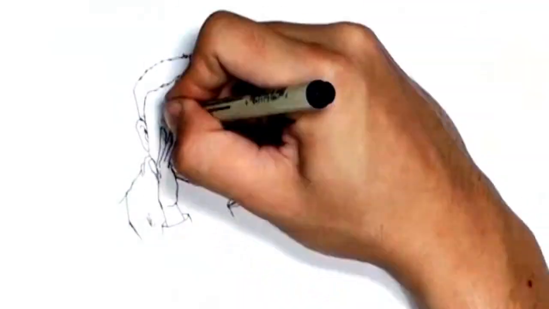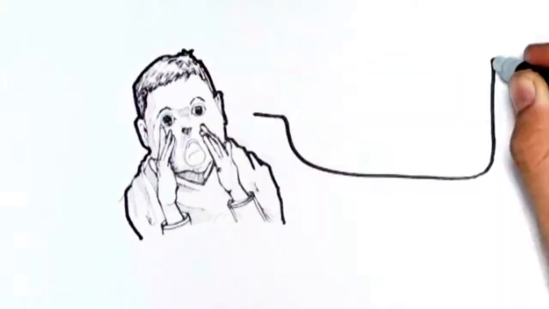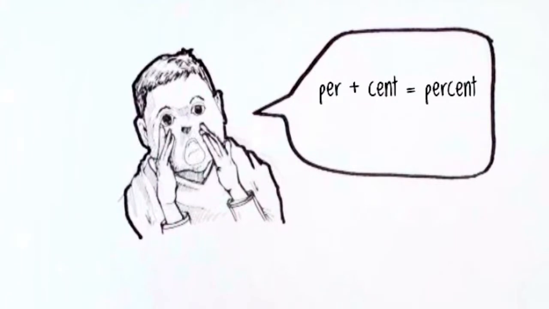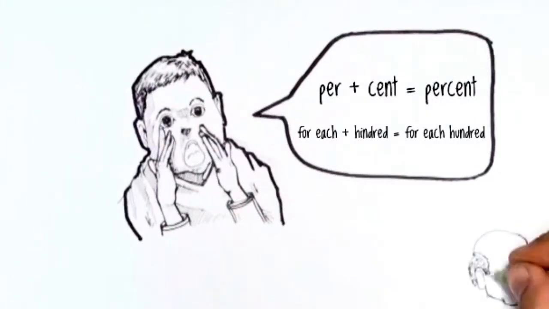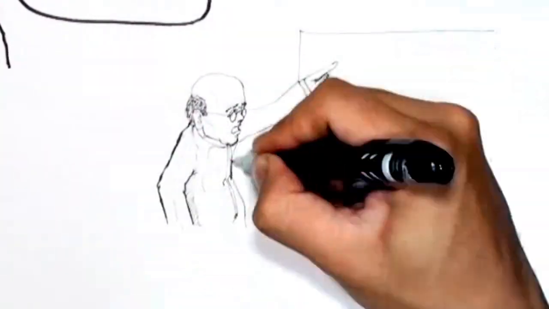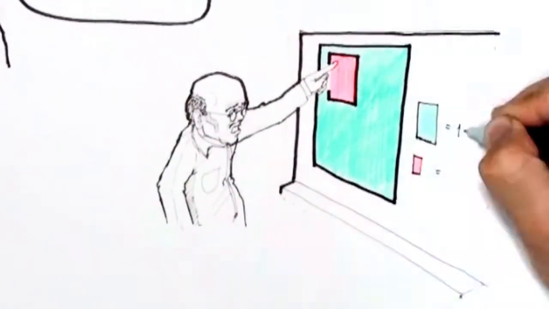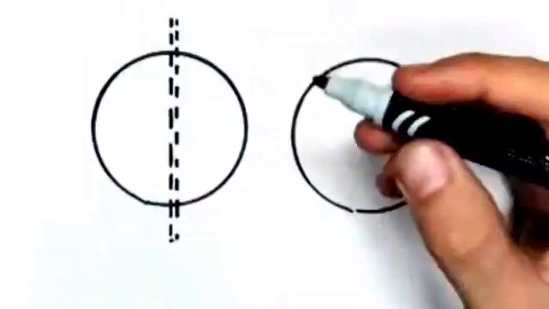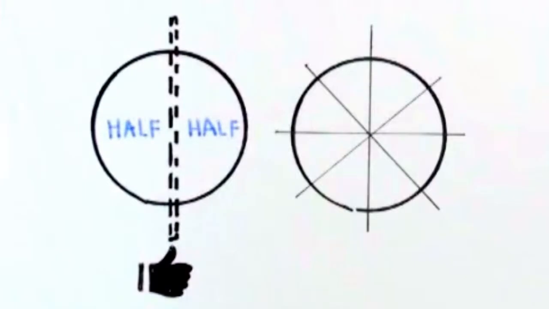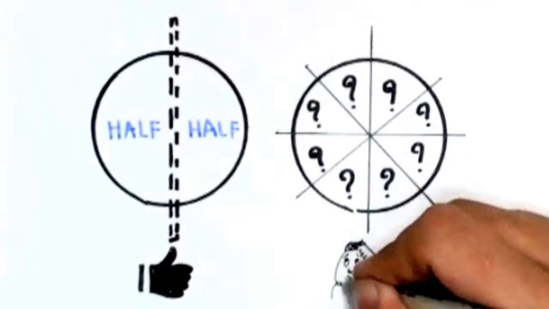The word percent is made of two words, per and cent, which means for each 100. Percentages are used to ask someone how much of something they have or want, which is easy if you have half of something. Not so easy if you have a 20th.